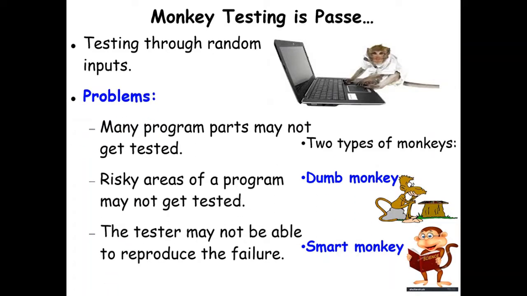So what is the problem during this monkey testing? Many program parts may not get tested. Whenever we provide only input and analyze the output, there may be a case where many program parts may not get tested. Of course, there can be a risk involved if some part is not tested. So the risky area of the program may not get tested. The tester may not be able to reproduce the failure, since they are not able to provide the same set of data where the possible defect may be present.